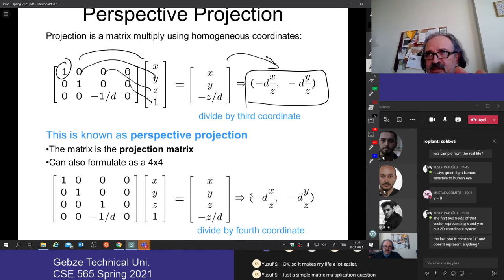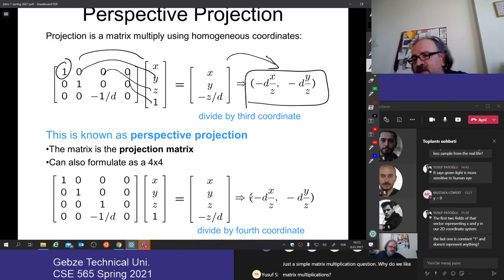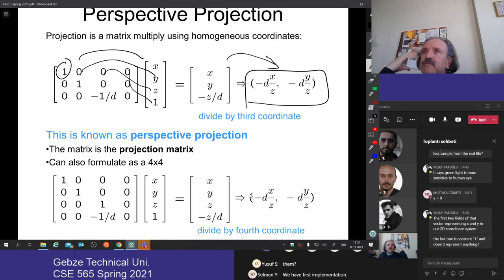Question, why do we like matrix multiplications? We like to multiply our vectors with matrices. Why do we like them? Because of linearity. We like things linear. Why do we like things linear? Because we know so much about them, and we can invert them most of the time, right? And if we know them, we can just do the inverse of it. Something like that. Look at this one.